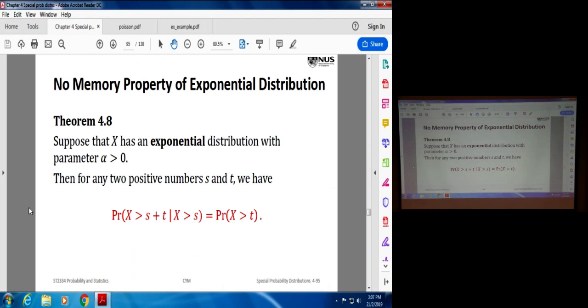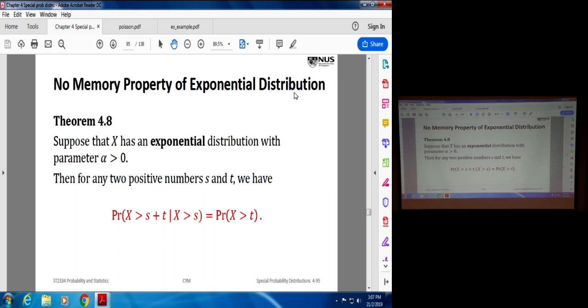We're just going to look at around 10 pages of the notes, so we may finish a little bit early today, but that's okay. This is called the lack of memory property of the exponential distribution. Let me state this theorem, and we can prove it. It's not so difficult to prove.